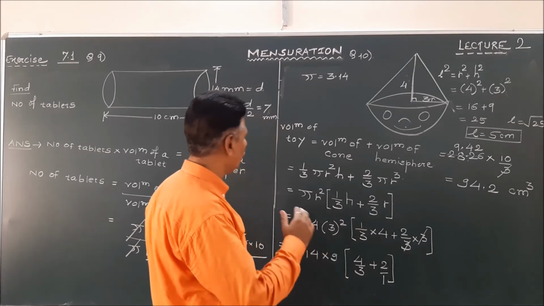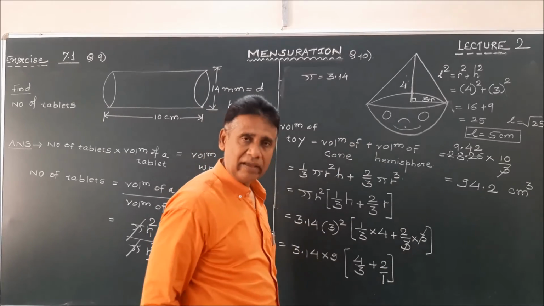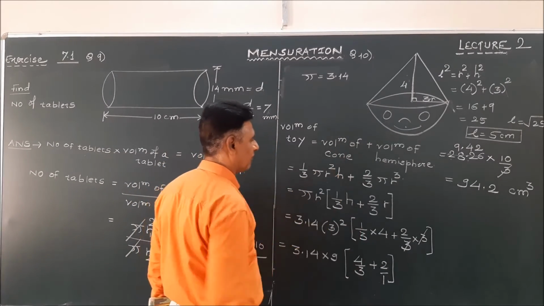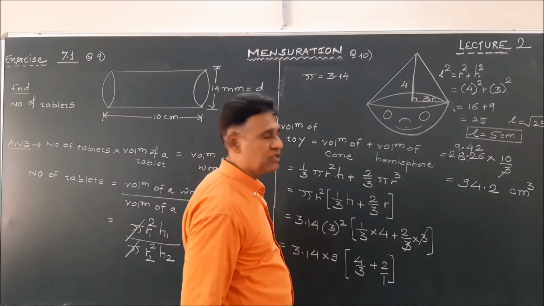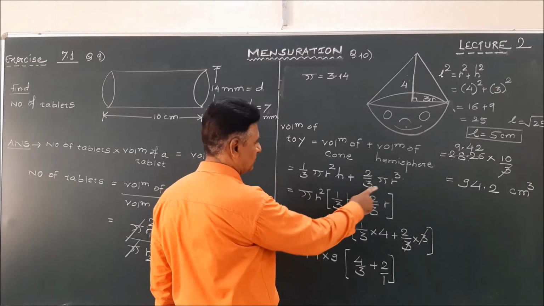So let's find out the volume first. The volume of the toy is the volume of a cone plus the volume of a hemisphere. That will give us 1 upon 3 pi r square h, that is the volume of a cone, and the volume of a hemisphere is 2 upon 3 pi r cube. Be careful, pi r square is common.